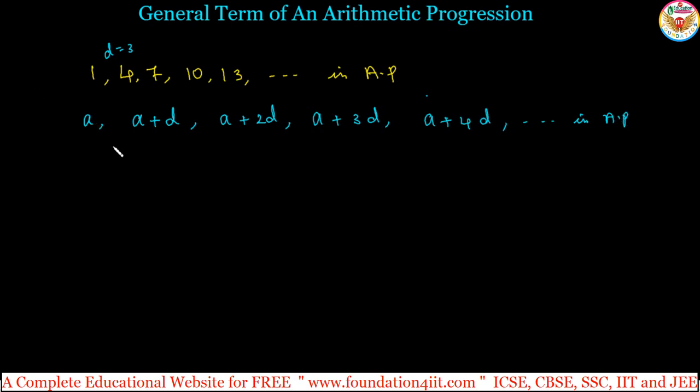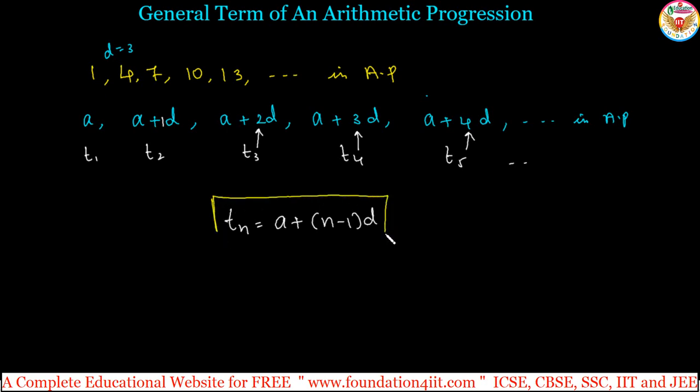If we observe here, this is the first term, this is the second term, third term, fourth, fifth, and so on. The second term has 1D, the third term 2D, the fourth term 3D, the fifth term 4D. One number is less. So if you want the nth term, A plus... if it is 5, 1 is reduced, 5 minus 1. If it is 4, 4 minus 1, 3. If it is 3, 3 minus 1, 2. If it is n, we should write n minus 1 and D. So the general term or nth term of an AP is Tn equals A plus n minus 1 into d. So this is the general term.